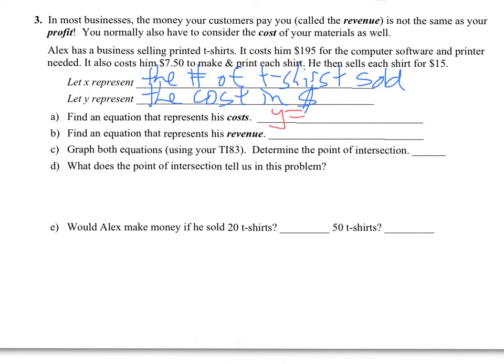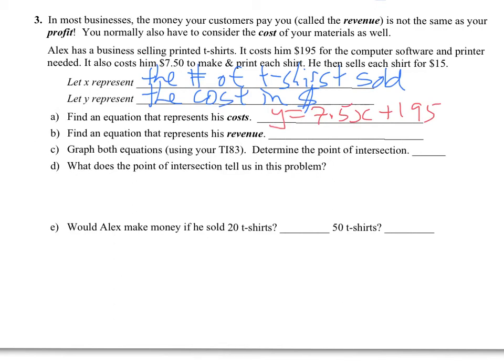So it's 7.5x, because X is the number of shirts, but there's that initial money he had to put out to get the software and the printer. So his costs, he's got to go buy the shirts and the transfers, and maybe restock his ink and that, plus there's that initial cost of $195.